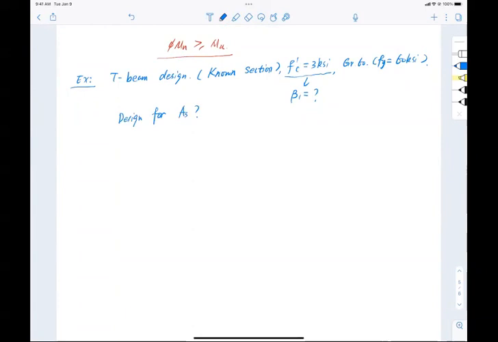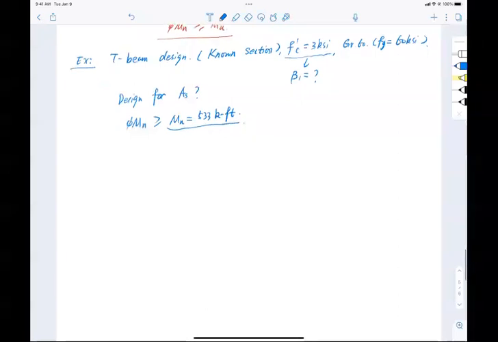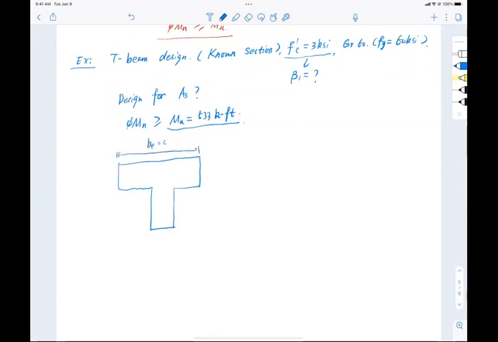We also tell you that phi Mn has to be greater than or equal to Mu, and that is 533 kip-foot. So the factored moment is given, and you want the geometry. The geometry looks just like this, a nice T-beam. Usually I will ask you to find the effective flange width, but for this case I'm just going to tell you that be, the effective flange width, is equal to 47 inches, and bw is equal to 11 inches. The height of the flange is equal to 3 inches.